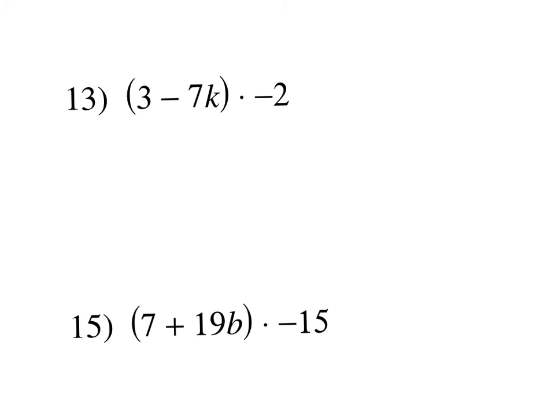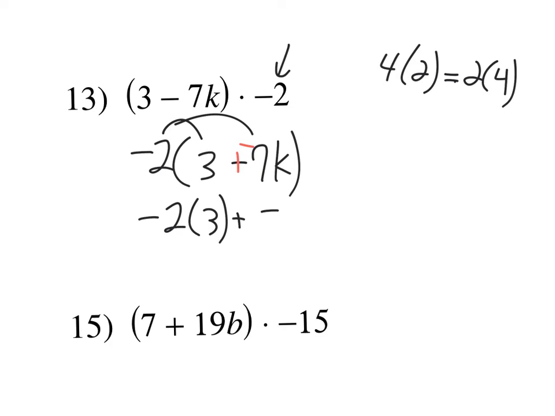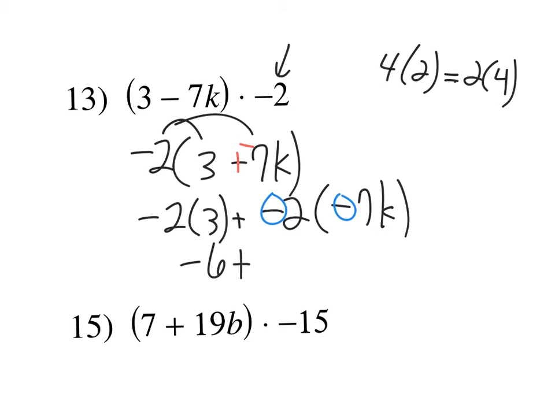Number 13 is a little bit different. We've got this negative 2n behind our parentheses. What we can do is we can use the commutative property, change the order, and we can bring the -2 out in front. It's kind of the idea of like 4 times 2 is equal to 2 times 4. It's kind of the same idea on this one, changing the order. In the parentheses, if you want to add the opposite there, might not be a bad idea as well. And this would be -6. Negative times negative is a positive, so -6 plus 14k.